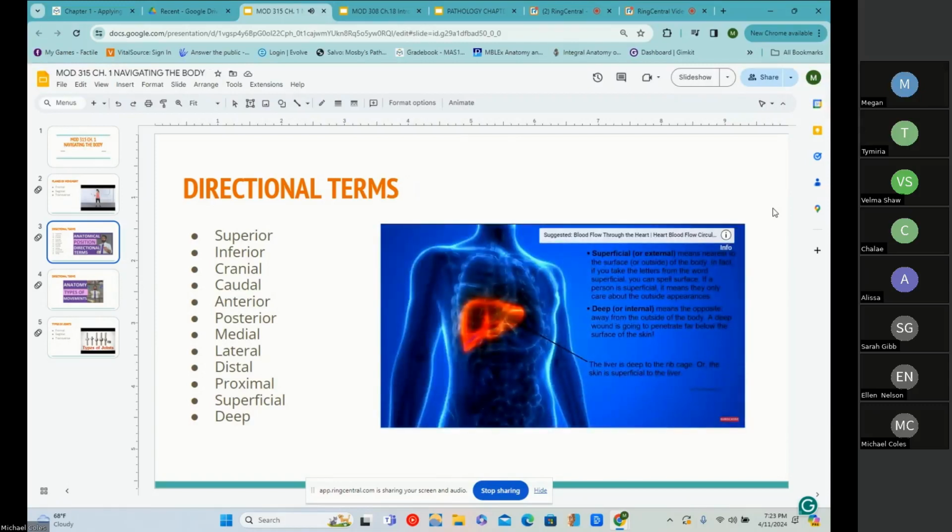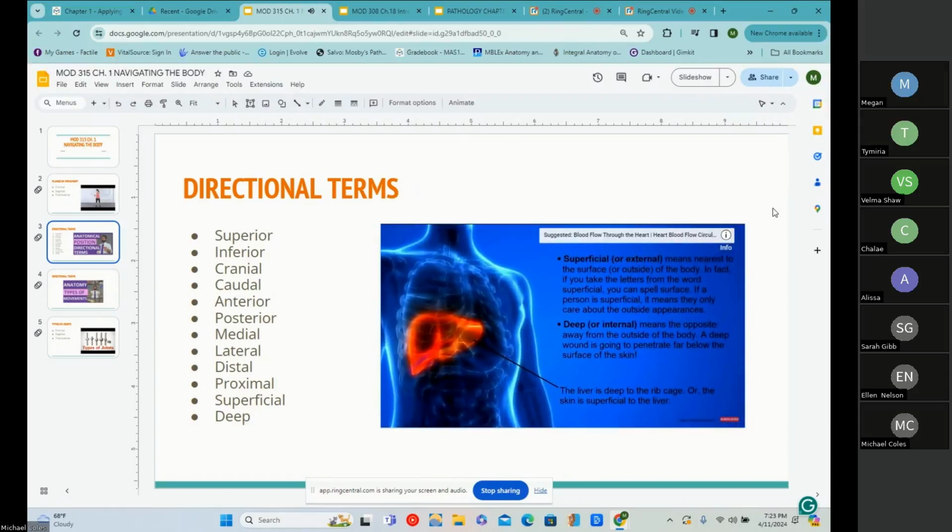The next pair of directional terms refer to the position of a structure relative to the body's surface. These are easy to remember because they are common words that we all use. Superficial or external means nearest to the surface or outside of the body. In fact, if you take letters from the word superficial, you can actually spell surface. If a person is superficial, it means they only care about outside appearances. They only care about the surface of something.